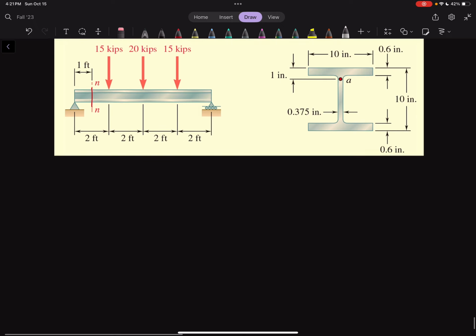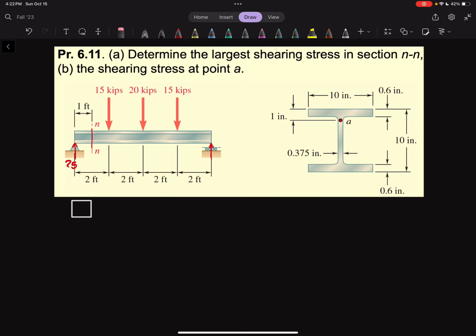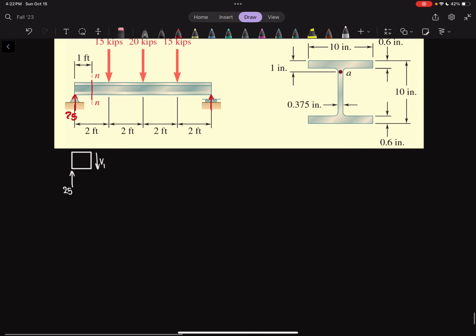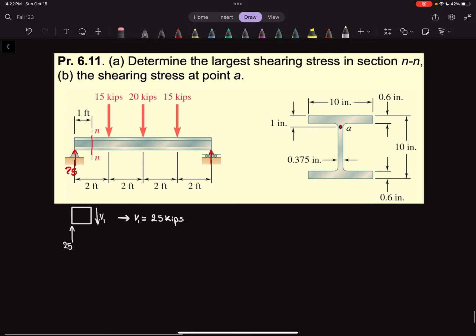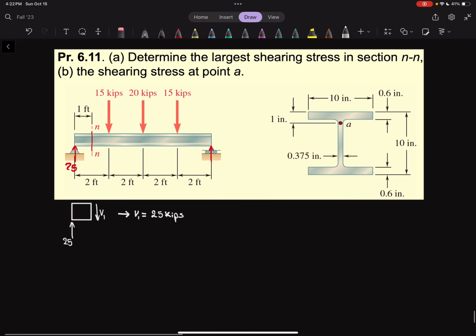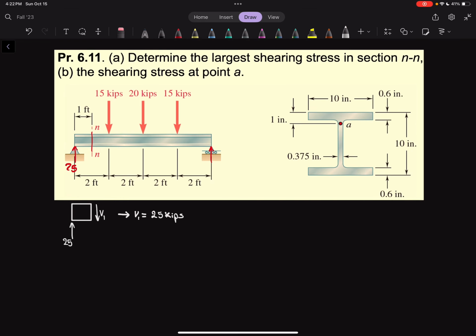So we need to find the reaction forces, and this is symmetric, and we don't see any concentrated moments, so it is truly symmetric. 20 and another 30, that's going to be 50, so that's going to be 25. And so now we can draw the little diagram here, and you'd see if this is 25 and here V1, so V1 is equal to 25 kips. And so now we have our V, that's the shear force.